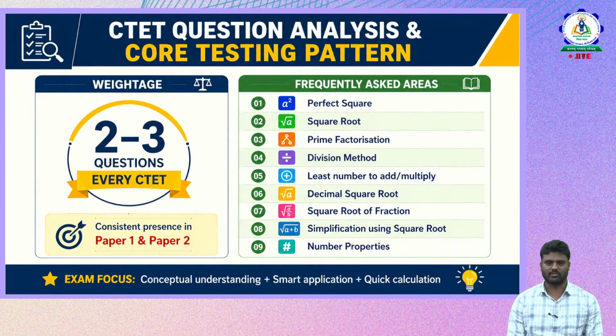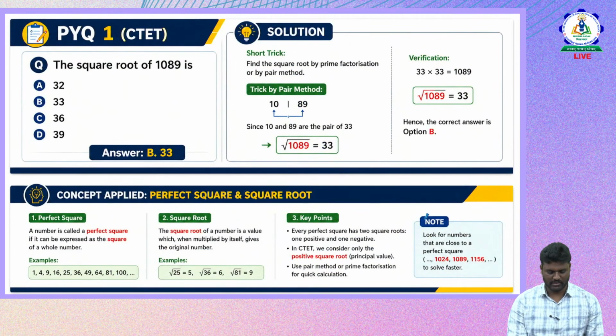That is, perfect squares and square roots, and how we can identify a perfect square and square root based on the prime factorization method and division method, and also the least number to add or multiply. What is the least number to add in order to identify the square root and the perfect square. Another concept is decimal square roots, square roots of fractions, and simplification using square roots and number properties. Based on these concepts, every year in CTET Paper 1 and Paper 2 they ask 2 to 3 questions.